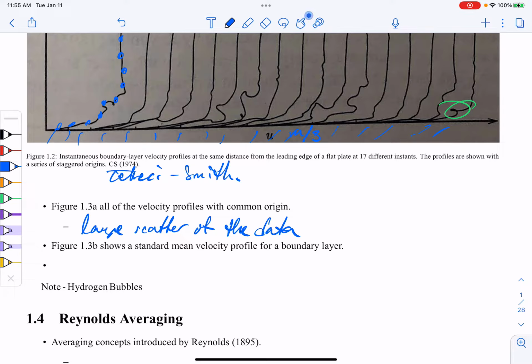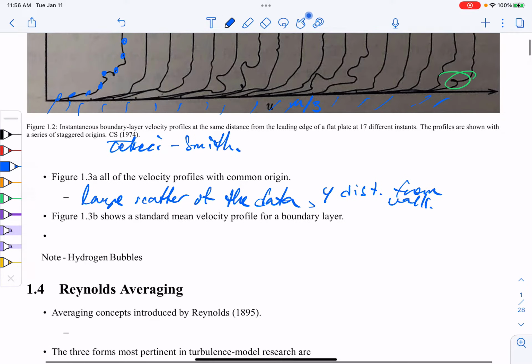We do note that, and also remember y is distance from the wall. So these are just one of many visualizations or measurements of turbulence and its deterministic chaotic nature. And it poses a lot of problems. So how do we predict these flows in a way that can be consistent and useful for the design of devices, for example? And then I note figure 1.3a and 1.3b here.